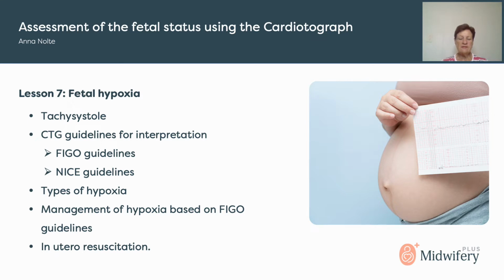Now, just a few words about the guidelines, the FIGO guidelines and the NICE guidelines. These guidelines have been developed and they put the CTG patterns into different categories. According to the FIGO guidelines, a CTG pattern is normal or suspicious or pathological, while with the NICE guidelines, a pattern might be reassuring, non-reassuring, or abnormal. Now, these guidelines help you to a very large extent to interpret the CTG graphs. It helps you to understand which category to put them into, and that also helps you to understand how to manage or not to manage them.